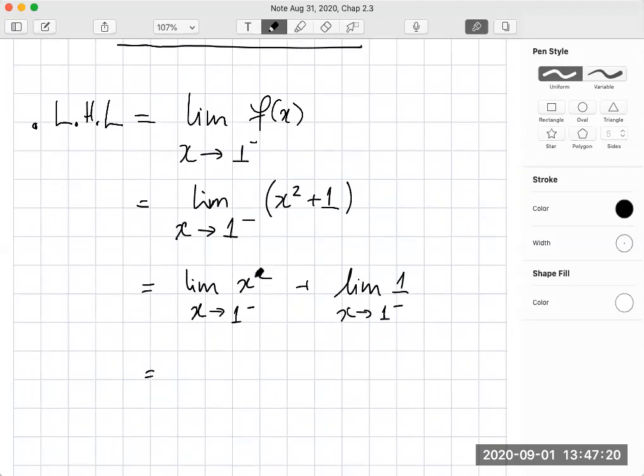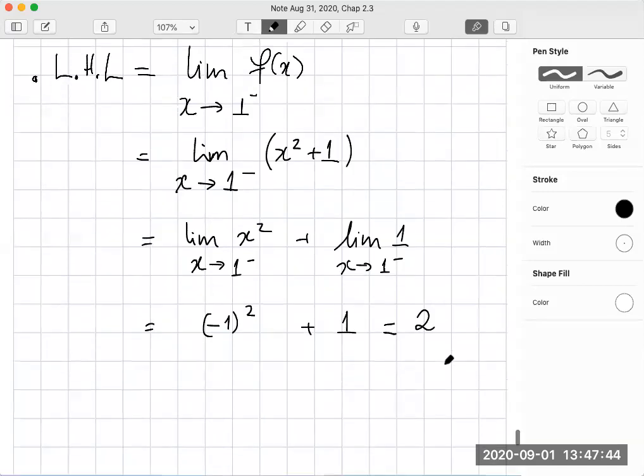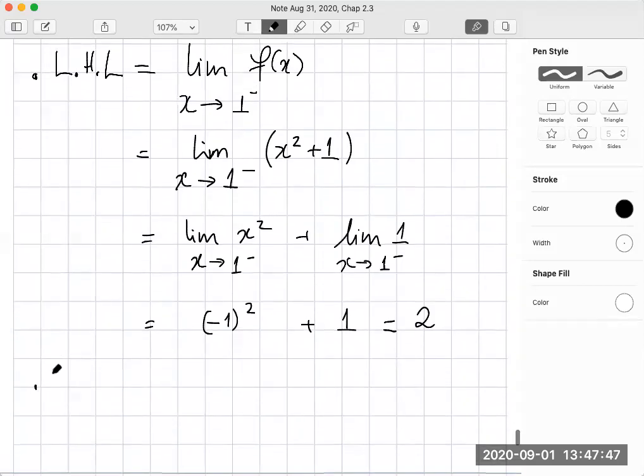And then this is a polynomial. It is well defined. So it will be -1 squared, and the constant would be a constant here. So -1 squared becomes 1. 1 plus 1 would be 2, right? Therefore, this is 2, and the right-hand limit is the limit of this function when x approaches 1 from the right side.